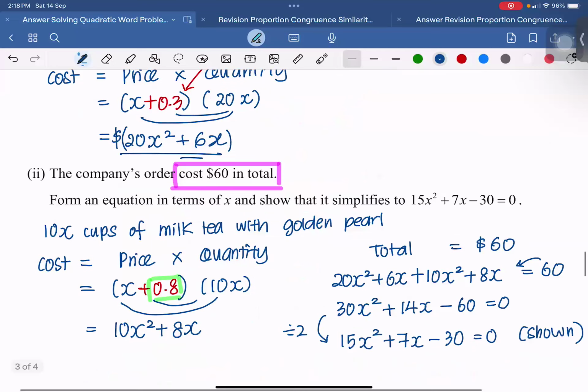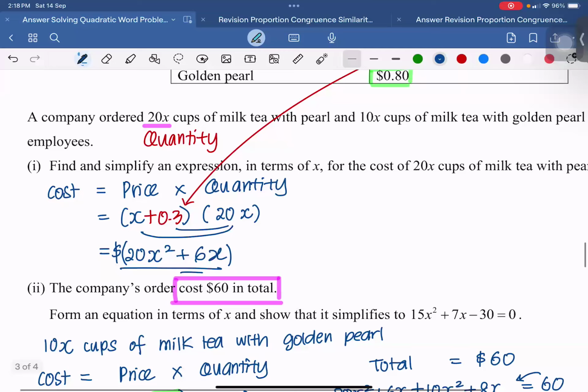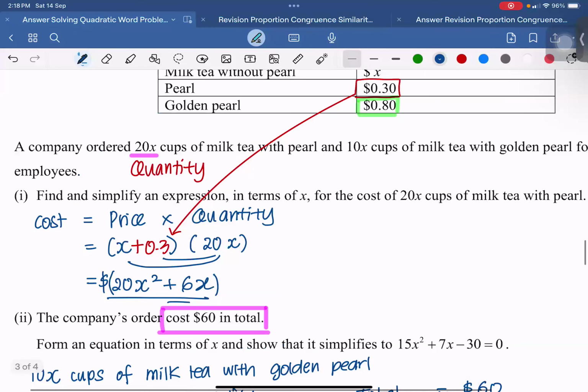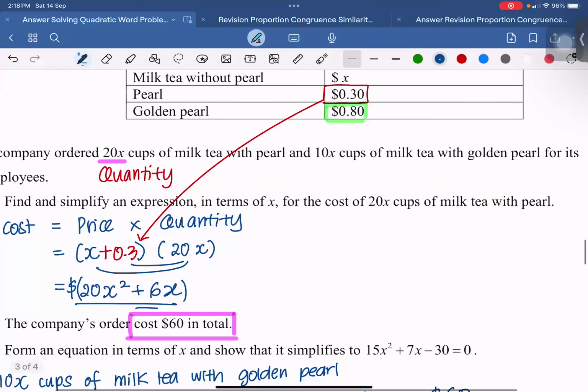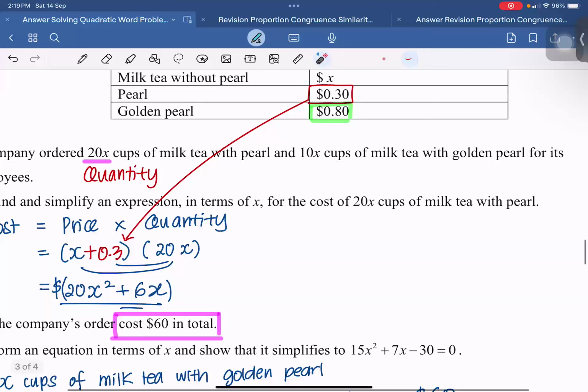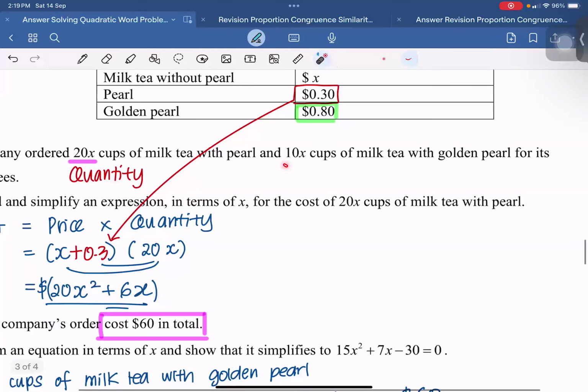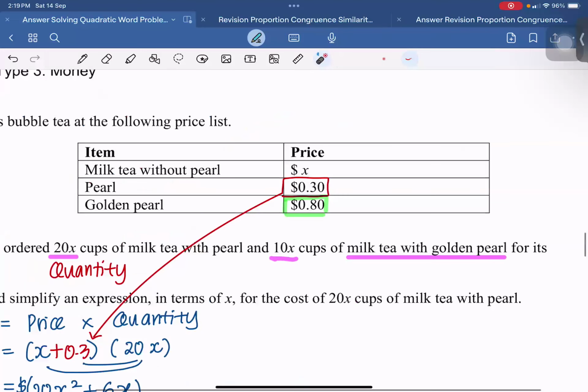Then the question says the company ordered in total $60. But then we only calculated milk tea with pearl. That's the second part of the question. It says 10x cups of milk tea with golden pearl. So how do we calculate this? We have the quantity, 10x. What will be the price for milk tea with golden pearl?